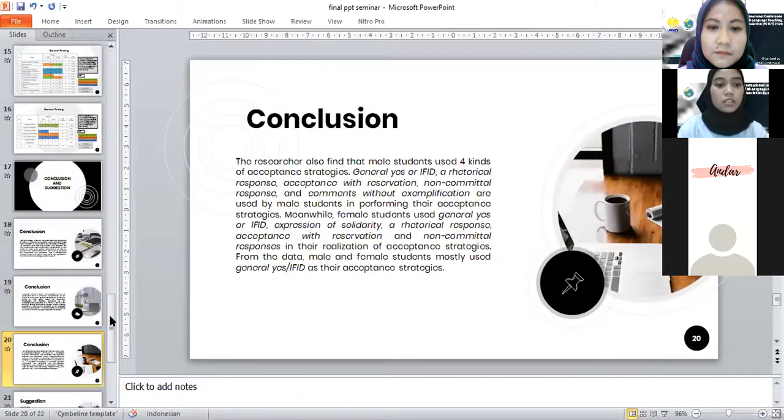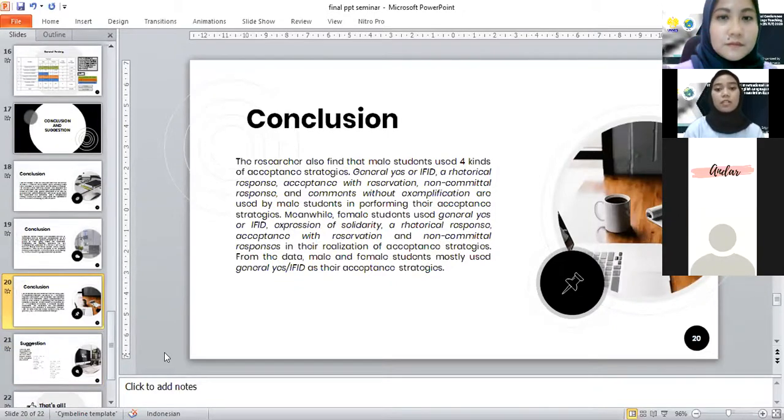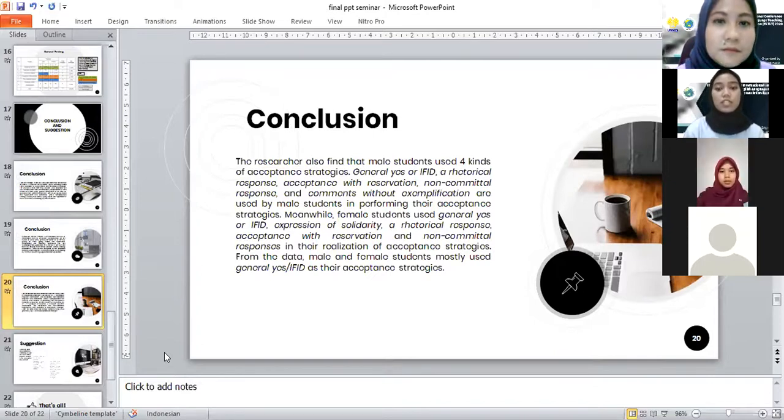Okay, this is the conclusion for the acceptance strategy. So the female and male participants shared similarities in doing their acceptance strategies, especially using general yes or IFID.